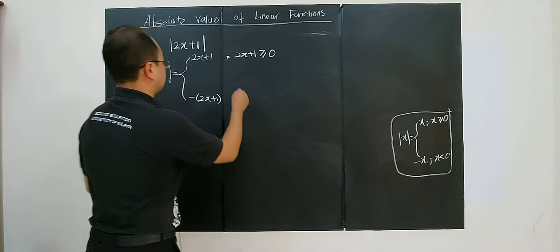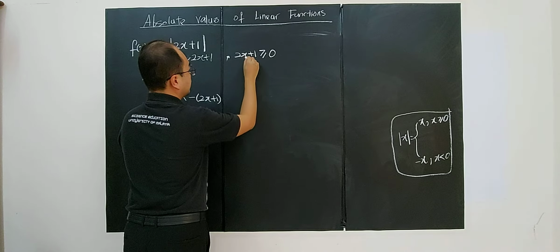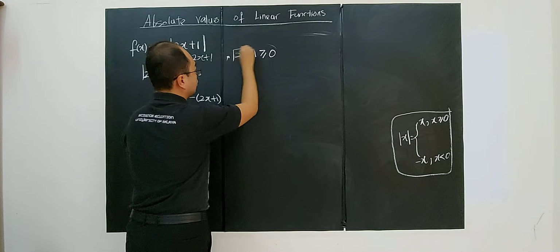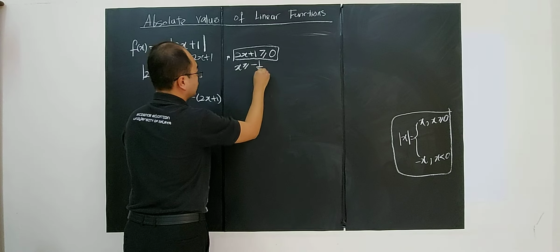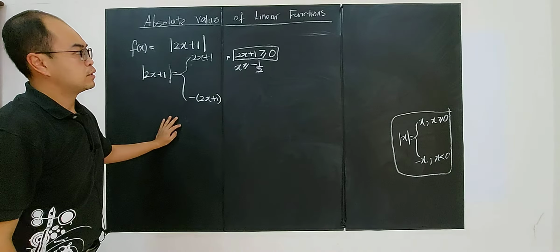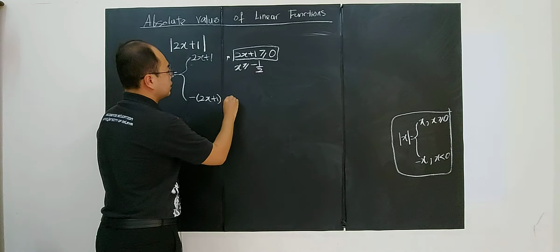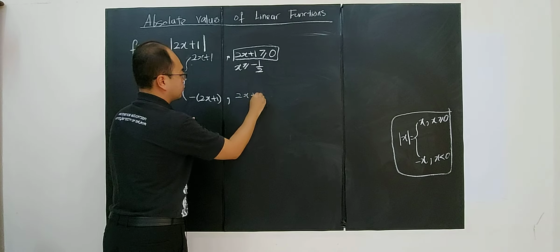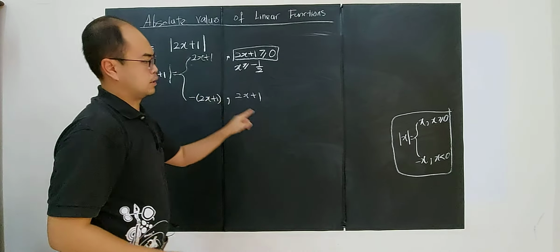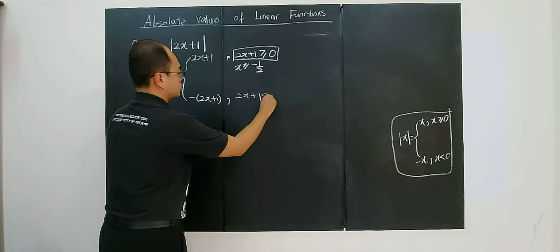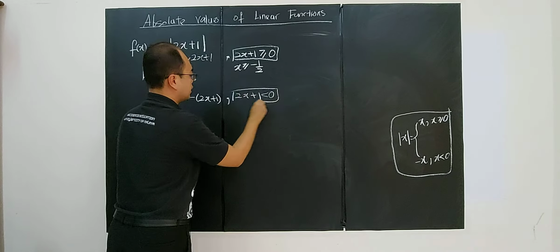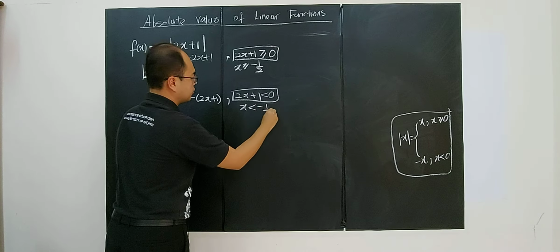This also will be 2x plus 1. And you know that from here, after solving all this, you can get x more or equal negative 1 over 2, right? More or equal negative 1 over 2. And for this one, the negative 2x plus 1, the x here has to be less than 0. After you modify, you will get x less than negative 1 over 2.